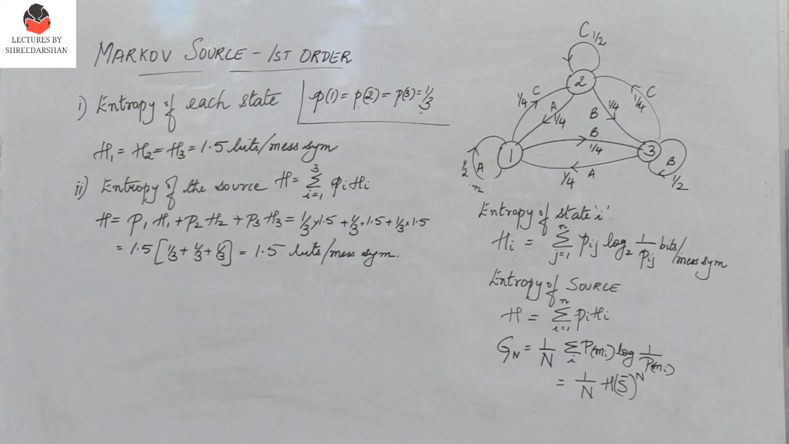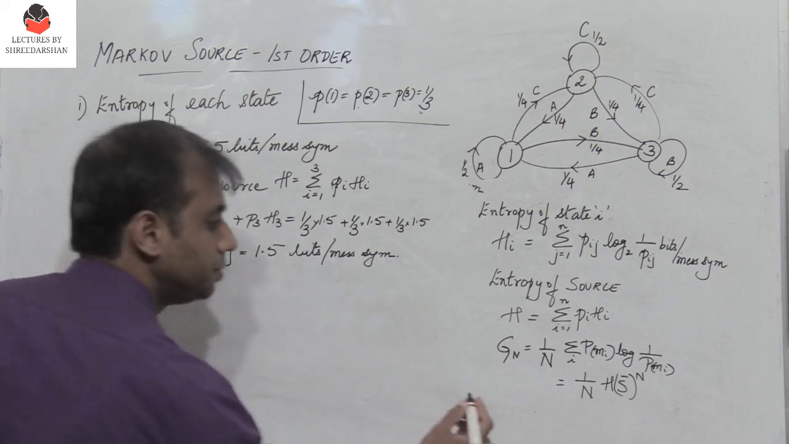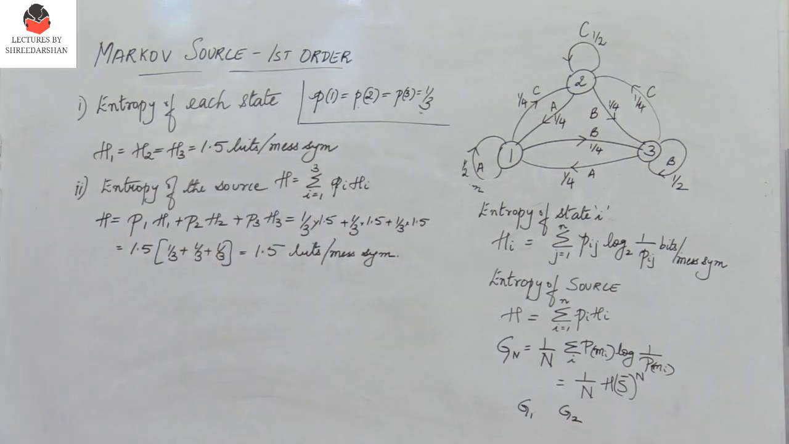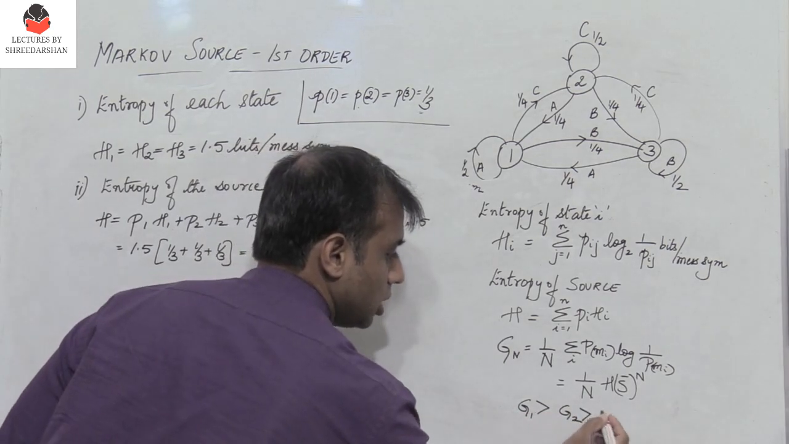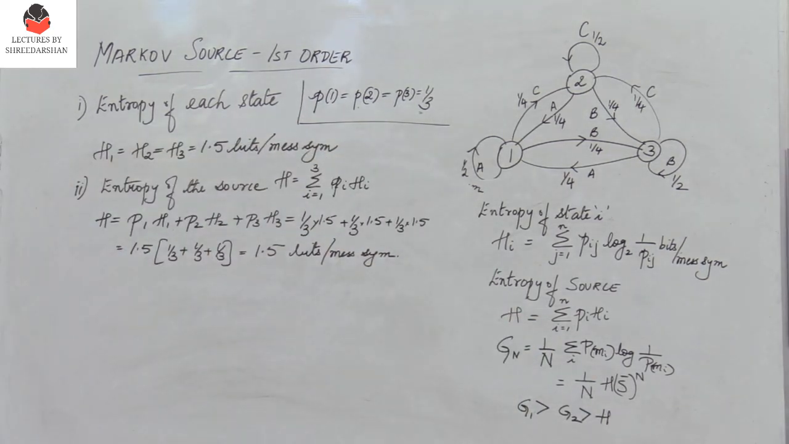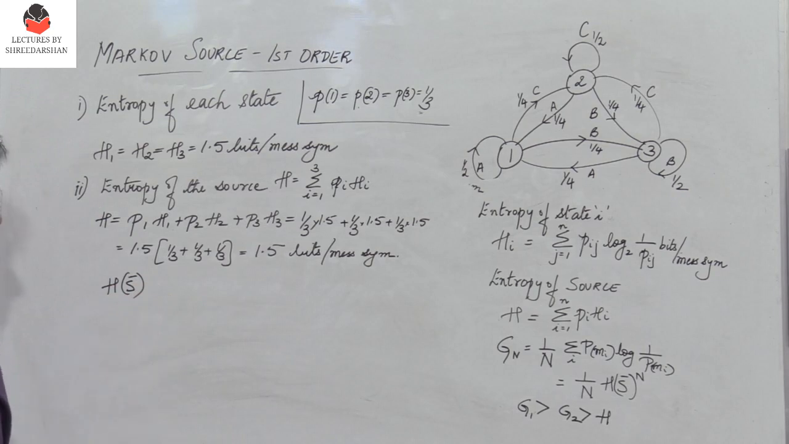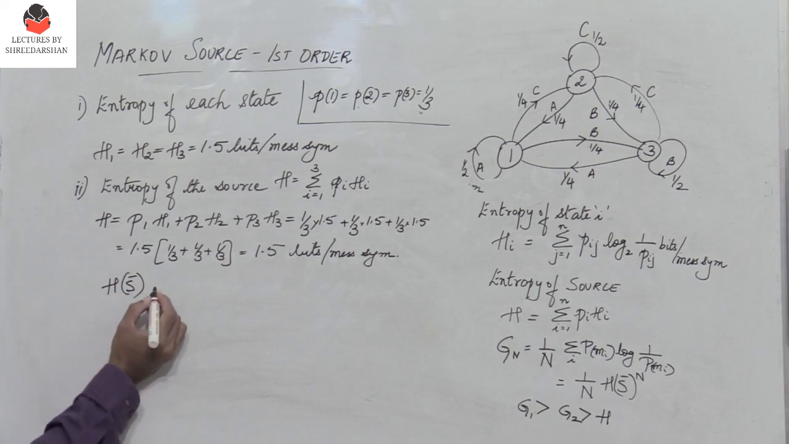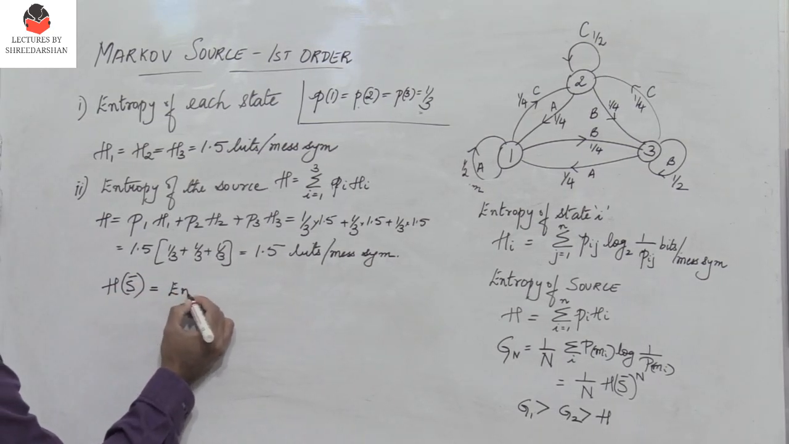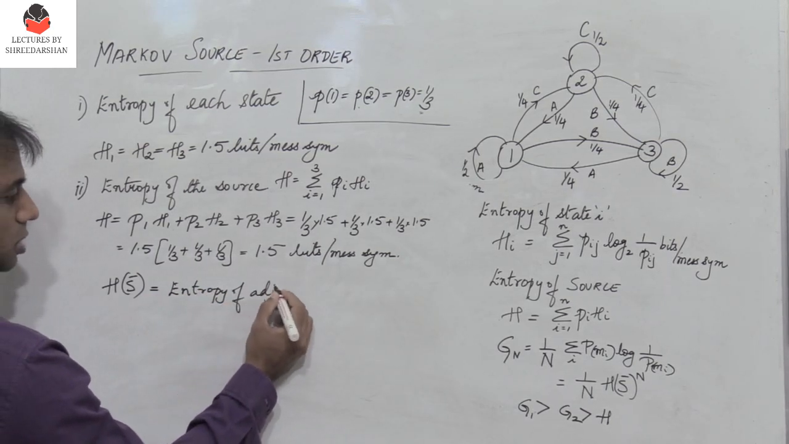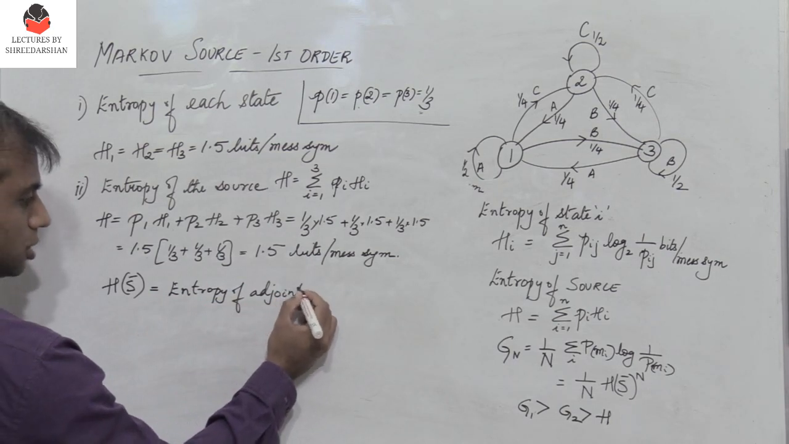Okay, so now the next part is we need to find G1 and G2, and then I need to compare it with H, and we need to prove that G1 is greater than G2 greater than H. Okay, now what is this H of S bar? Now H of S bar is nothing but the entropy of the adjoint source.